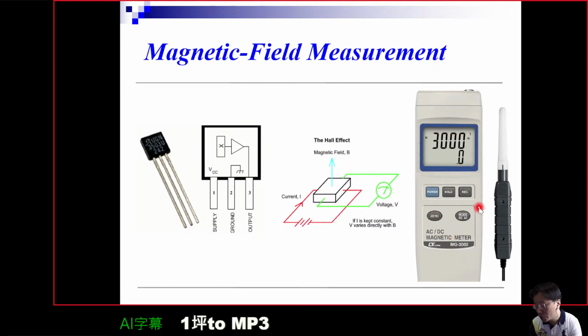So this is the actual Gauss meter that would look like this. Unfortunately we cannot show you in the classroom, but at least you may see this is the typical Gauss meter, and there is a probe here. We will see the Hall IC located at the top of this rod.